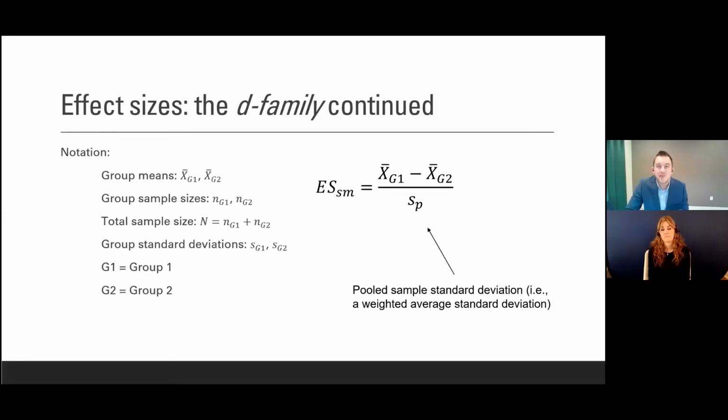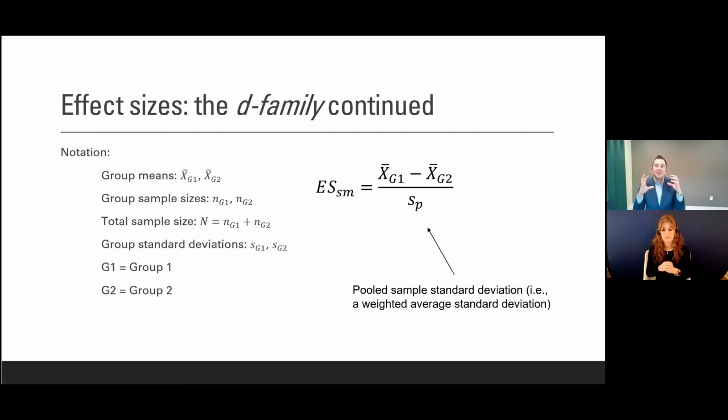So what do you do with that information? You put it into the standardized mean difference effect size calculation, and it's fairly simple. It's the mean of the first group minus the mean of the second group divided by what we call the pooled standard deviation. And the pooled standard deviation is just basically an average standard deviation.